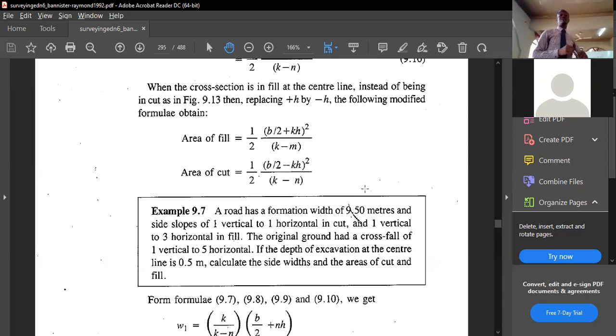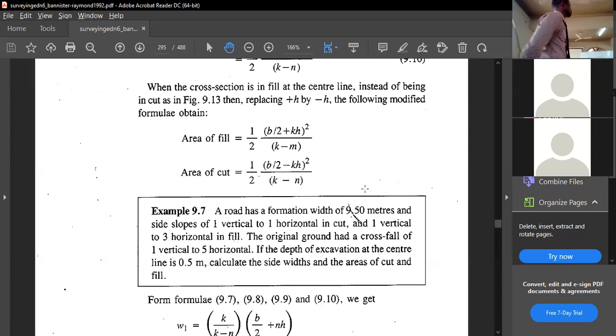If the depth of excavation at the center line is 0.5 meters, what's that? H, isn't it? H equals 0.5. Calculate the side widths and the areas of cut and fill.